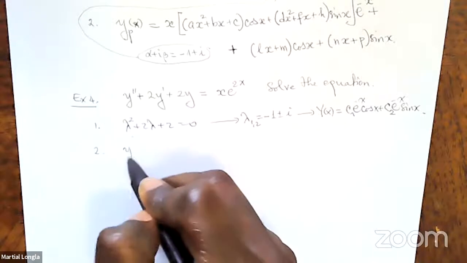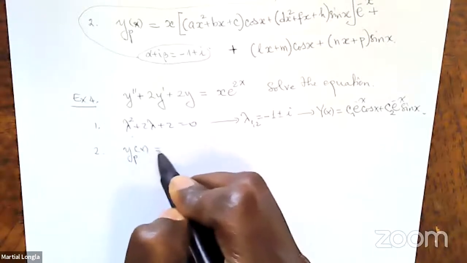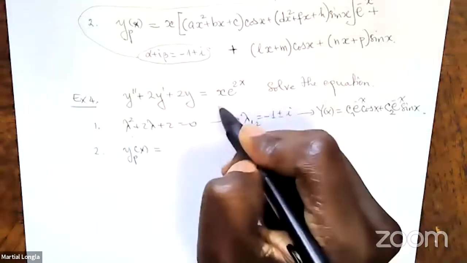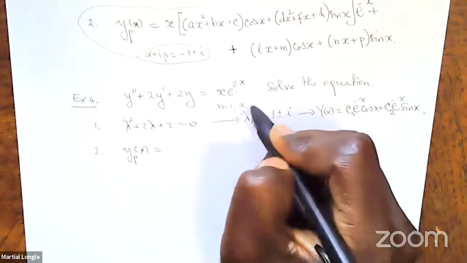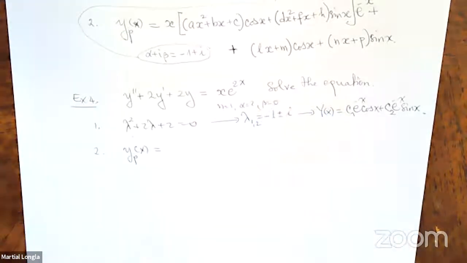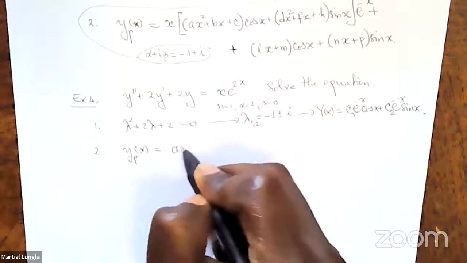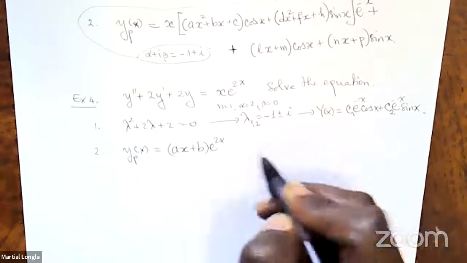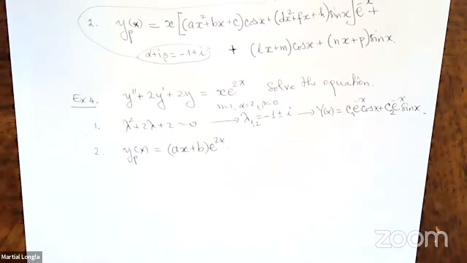yp of x. The first thing I did was make a note that n is equal to 1, alpha is 2, and beta is 0. So that means, and this is not a solution, it's just going to be the polynomial. So I put ax plus b, and then e to the alpha x, so e to the 2x, and then it would be cosine 0x. You just don't have to do that, because it's cosine 1 coming, no sine, right? That's it.